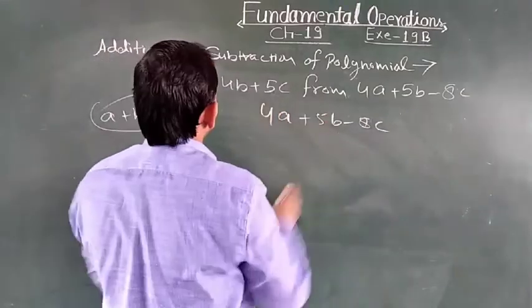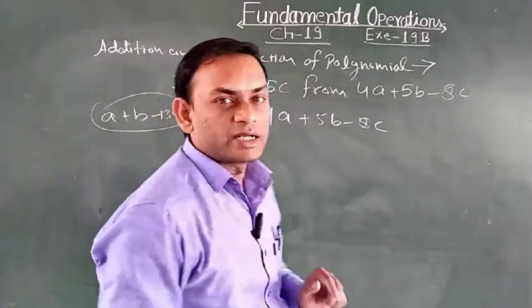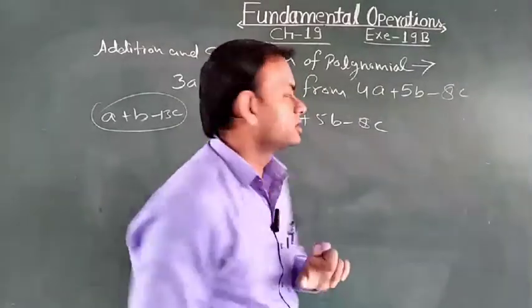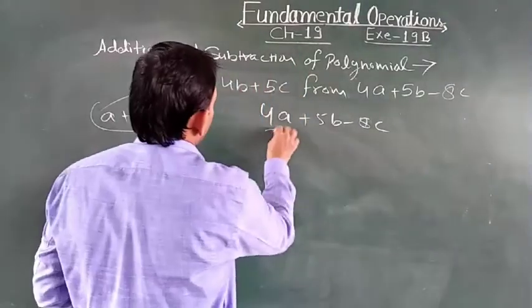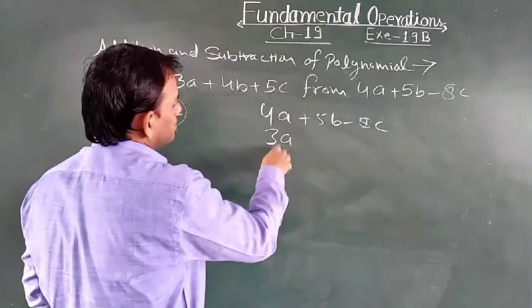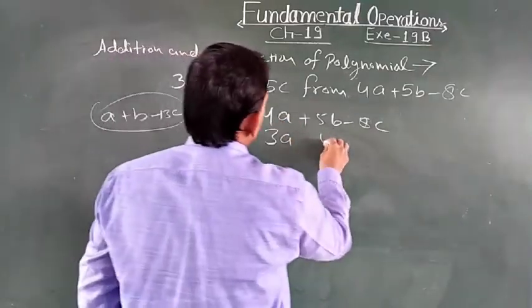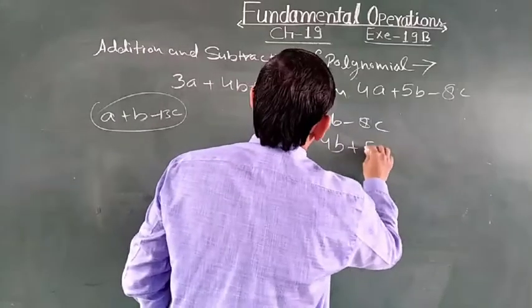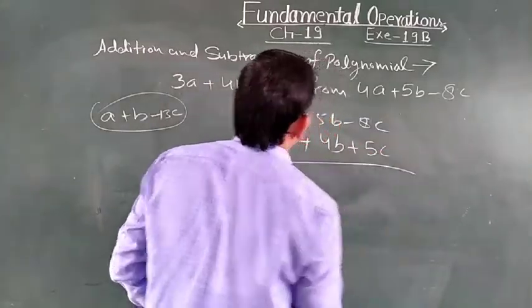Then after we will write this, but I told you that we have to write the like terms in the single or same column. So it is the 3a, so a after a, and then 4b, it is the plus 4b, and then plus 5c. Now we have to subtract.